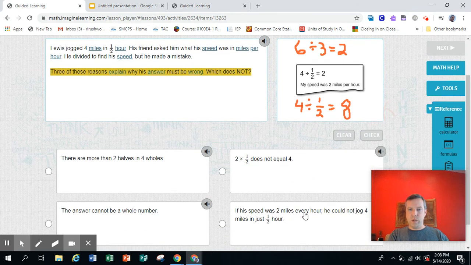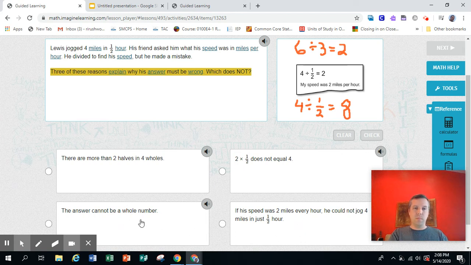If his speed was 2 miles every hour, he could not jog 4 miles in just a half an hour. It takes him an hour to go 2 miles. How's he going to go 4 miles in a half an hour then? He's not that fast. So this one does explain why his answer must be wrong, so we won't choose it.